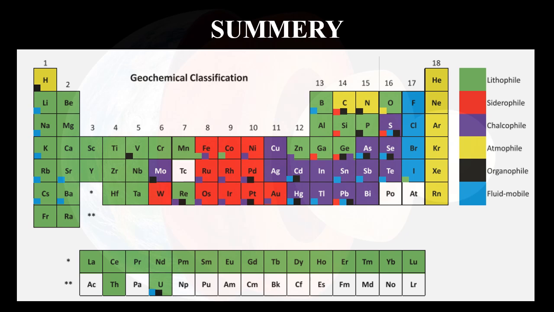So they have outermost electrons that are mostly incompletely filled. These factors reflect in the other properties also. So we can see the classification of elements according to Goldschmidt.